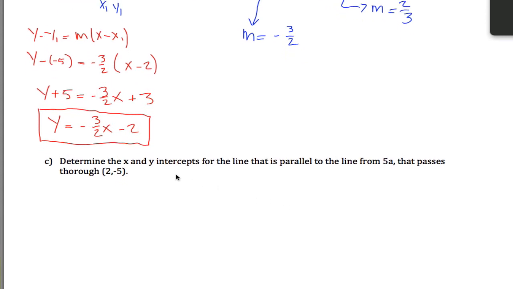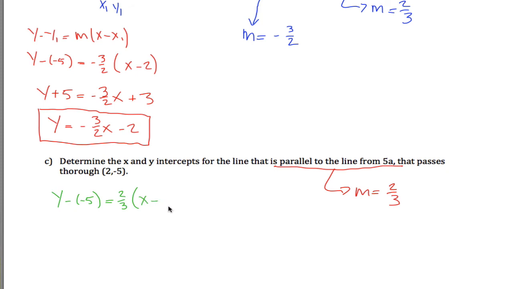Okay, one more. Determine the x and y intercepts for the line that is parallel to the line from 5A. Okay, remember the line from 5A had a slope of 2/3, and parallel means you got the same slope. So my slope down here is 2/3. It tells me it goes through this point, so I can again use point-slope form. y minus y1, which is -5, equals m times x minus x1, which is 2. So y plus 5 equals 2/3 x minus 4/3.